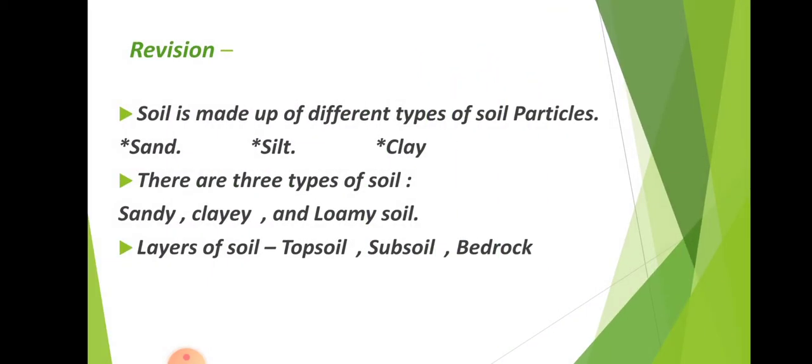Let's revise our previous topic. In the previous topic, we had learned about different types of soil, its particles, and layers of soil. Sand, silt, and clay are the different soil particles. There are 3 types of soil depending upon the amount of different soil particles present in it: sandy soil, clayey soil, and loamy soil. Topsoil, subsoil, and bedrock are 3 layers of soil.